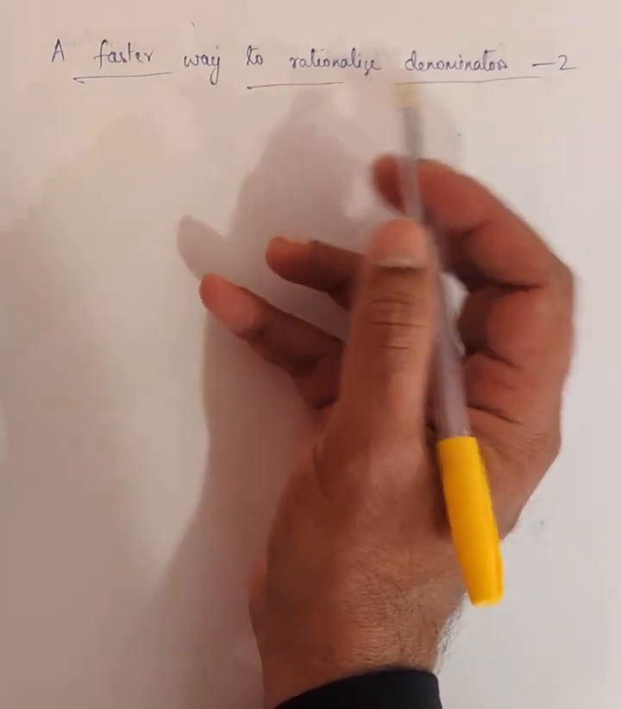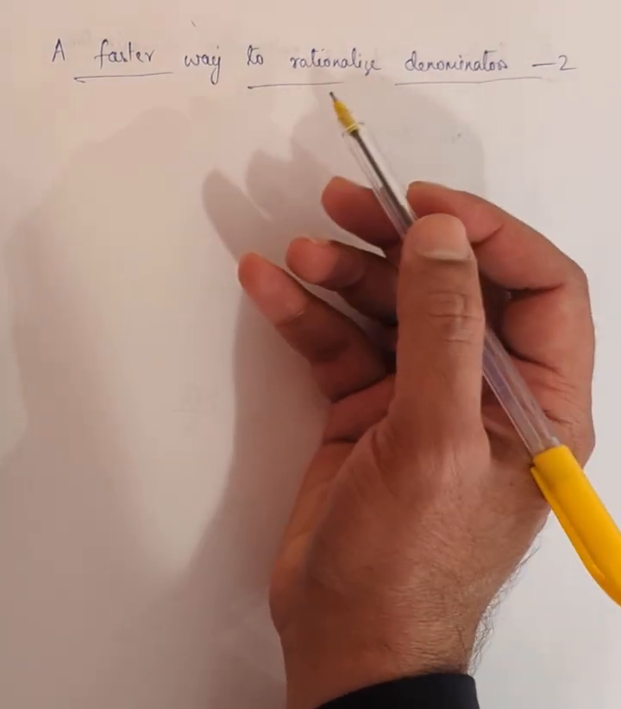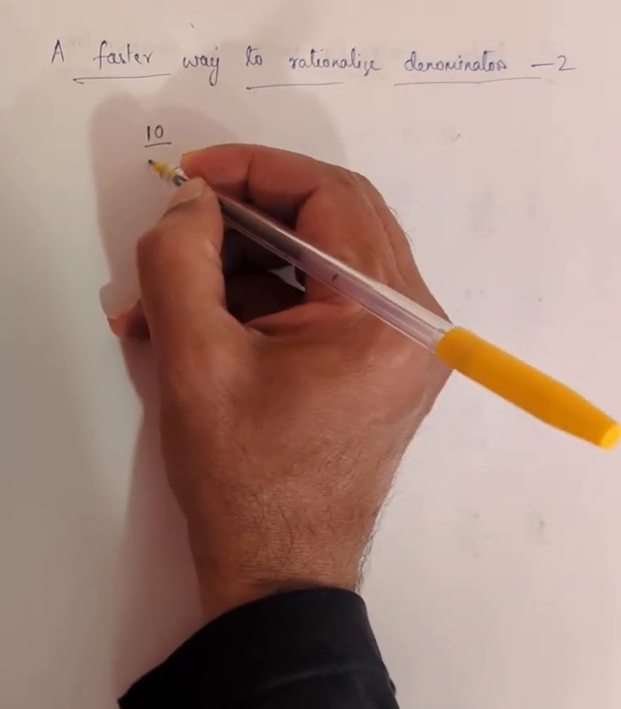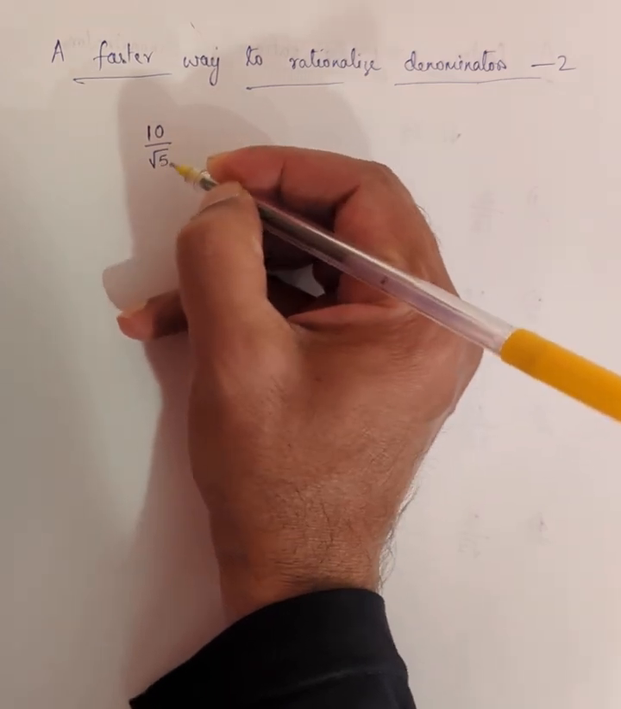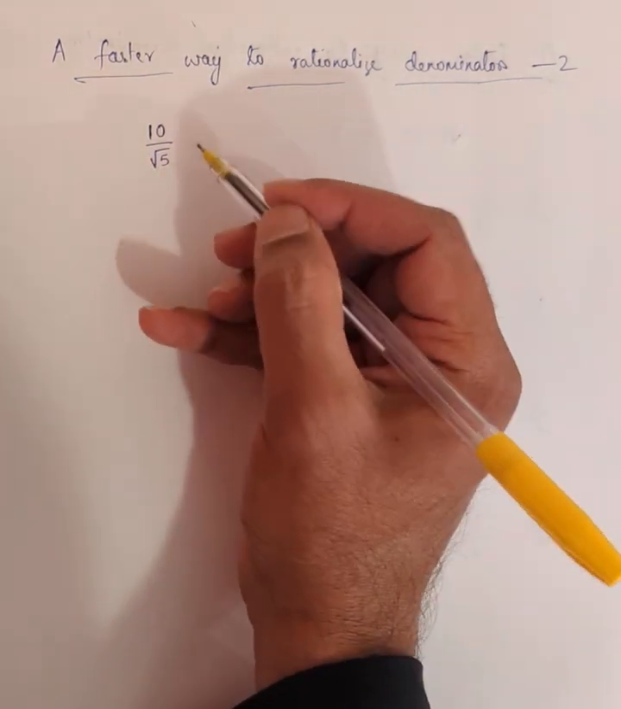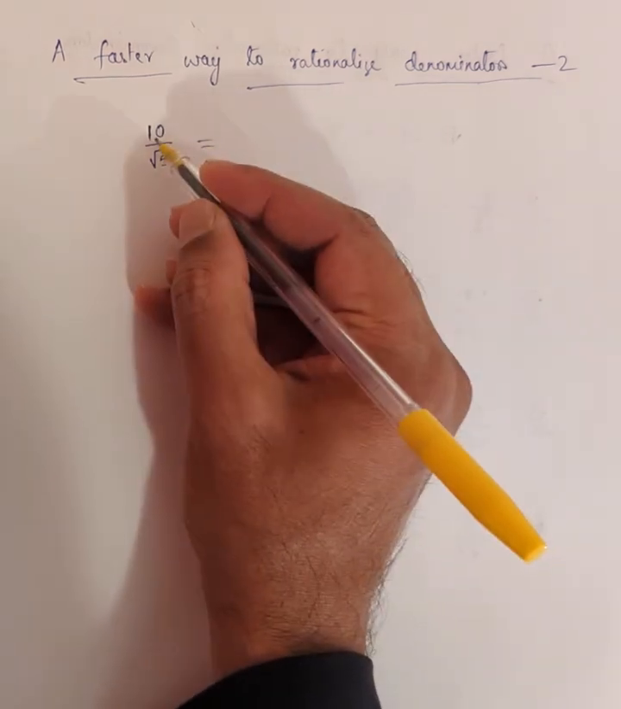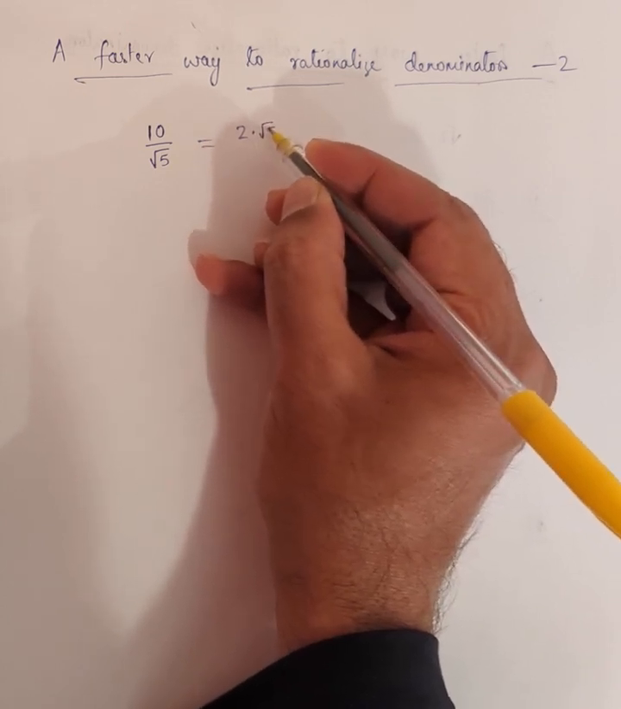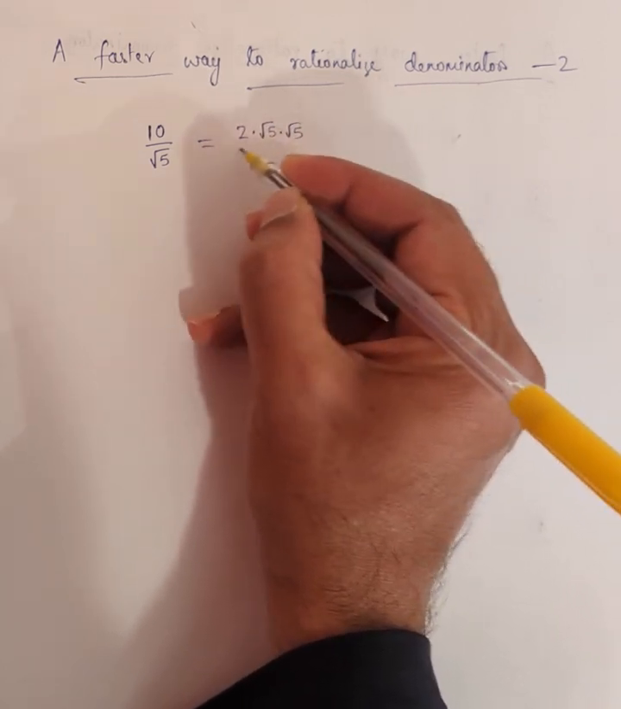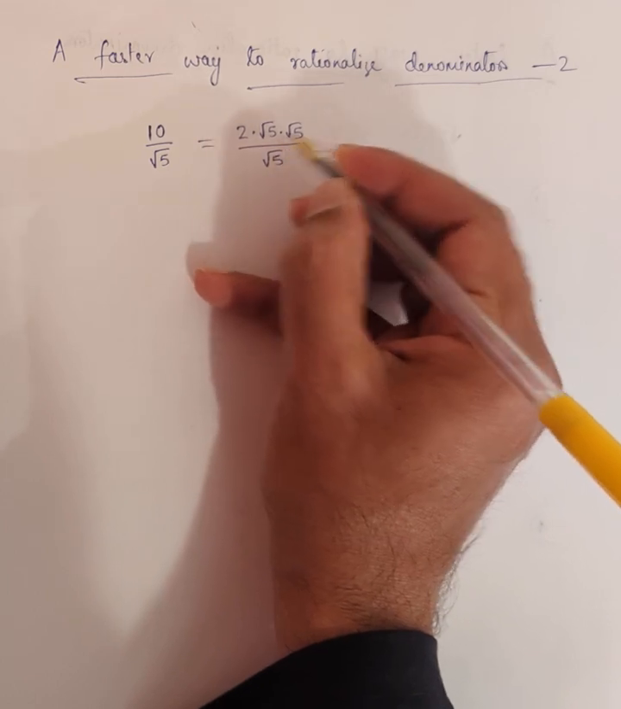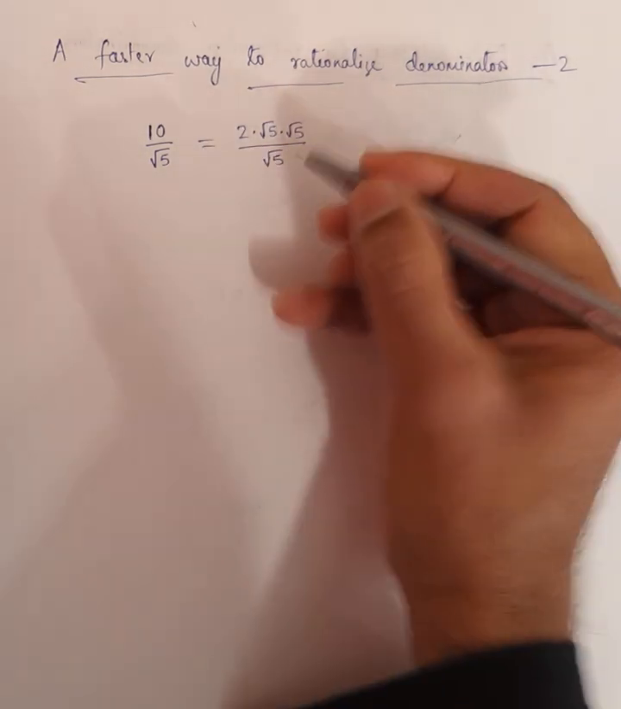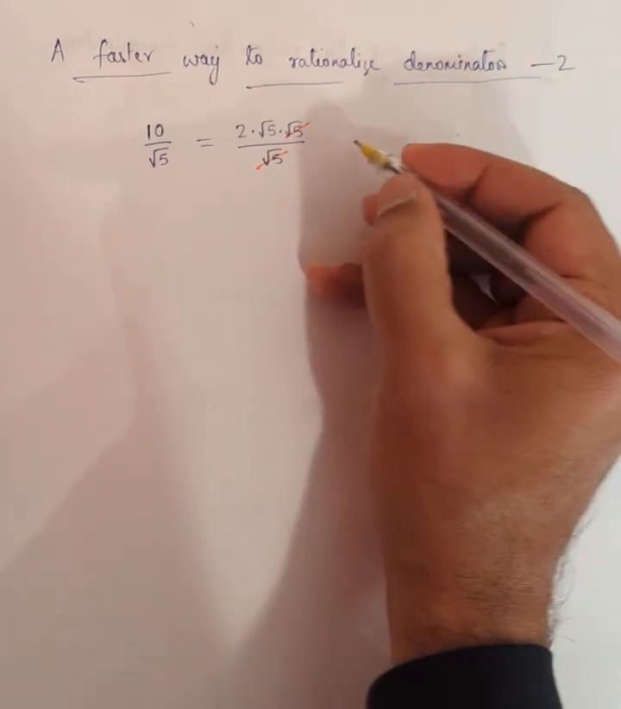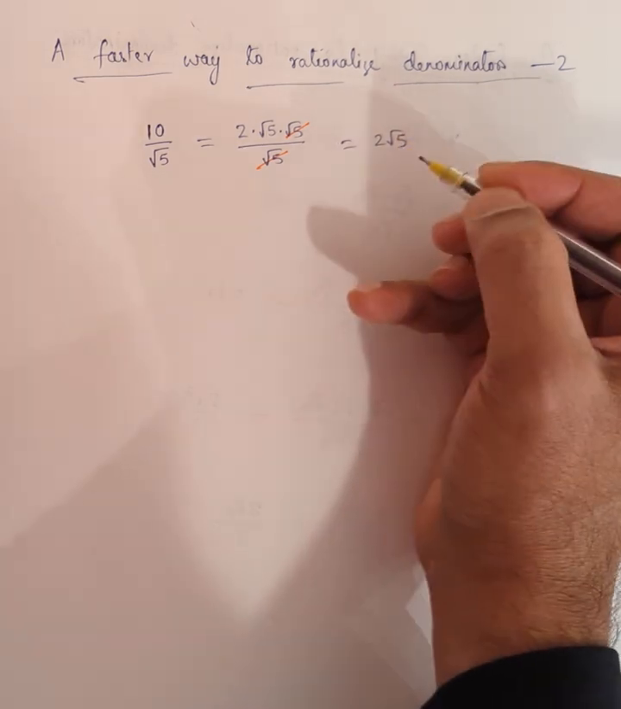We looked at a way to rationalize denominators in an earlier video where the denominator was just a monomial, meaning it had only one term. So something like 10 over square root 5, we said instead of just stopping at 2 times 5, we can further break 5 into root 5 times root 5, and then we realize that one of the root 5's cancels with the denominator, and the answer is simply 2 root 5.